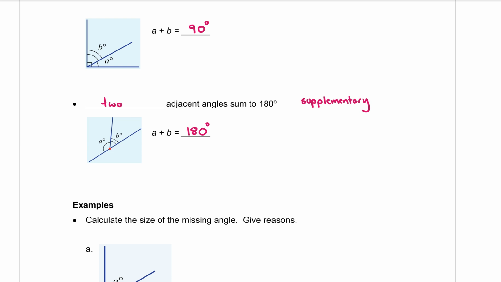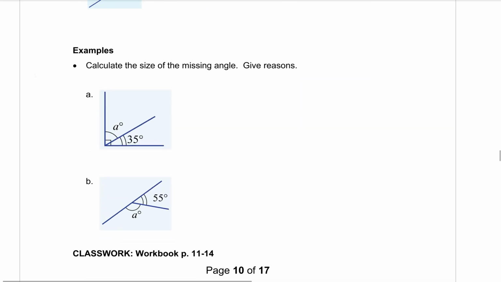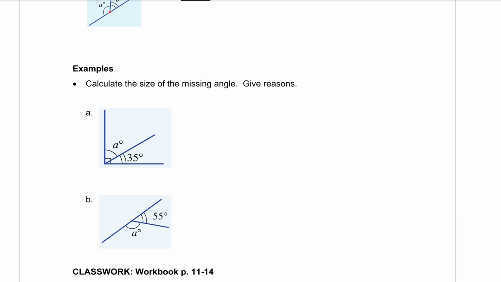So what we're going to be doing today is we're going to be solving problems that involve angles that add to give 90 degrees and angles that add to give 180 degrees. So here is some examples here. So it says calculate the size of the missing angle, and the other thing that we need to start getting into the habit of doing is to always give reasons. Okay, so this is a topic of geometry, and geometry is very important that we give reasons.